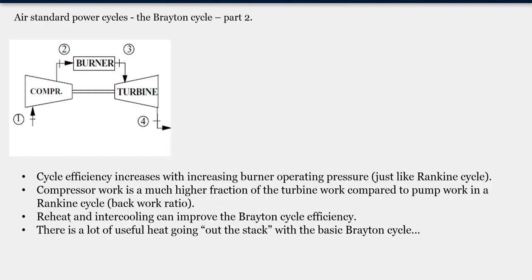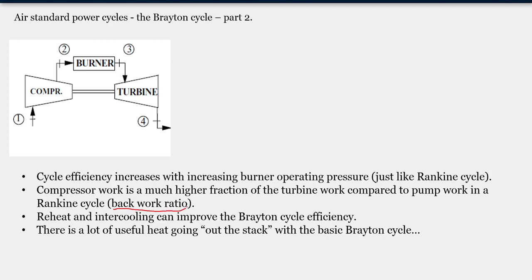shortly. Reheat and intercooling can improve the cycle efficiency, and just like we did with the Rankine cycle, we can improve the cycle efficiency by increasing the burner operating pressure. Now, one key difference between the Rankine cycle and the Brayton cycle is that the compressor work is a much higher fraction of the turbine work compared to the pump work in the Rankine cycle. And this is defined as the back work ratio.